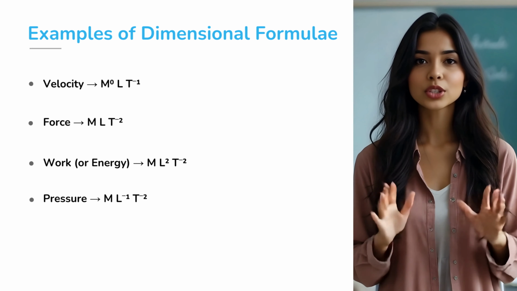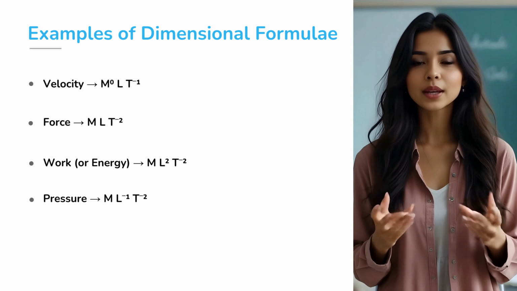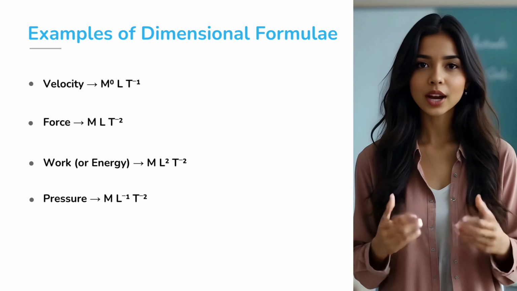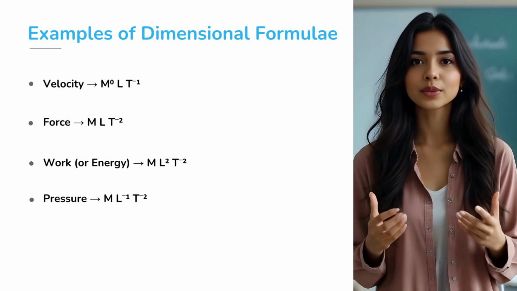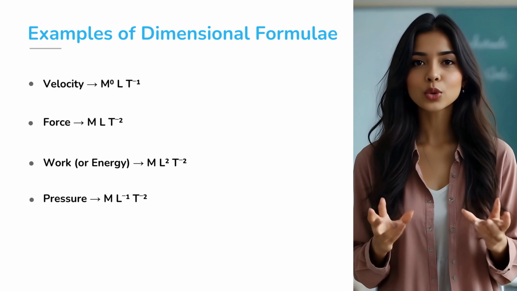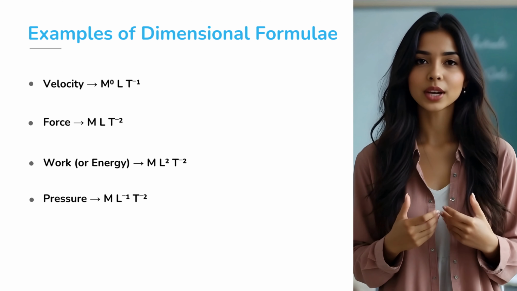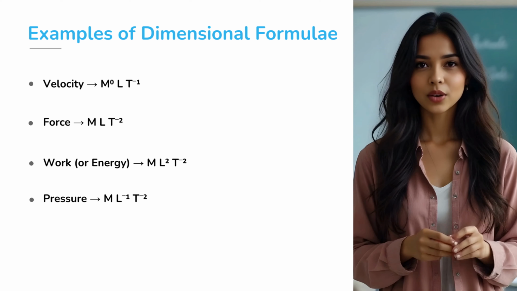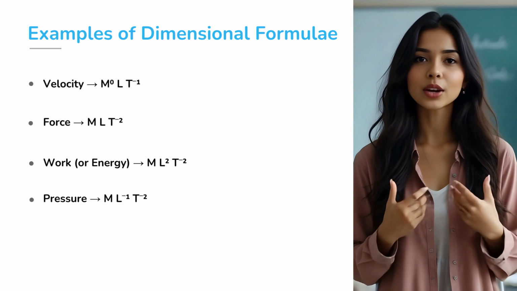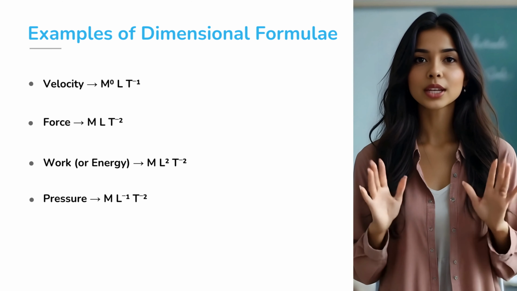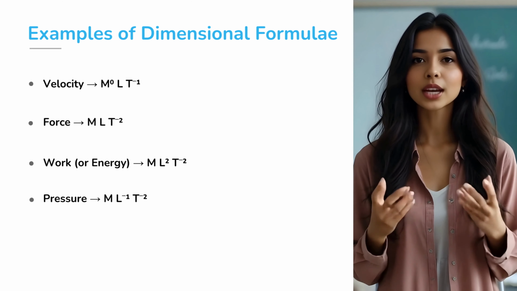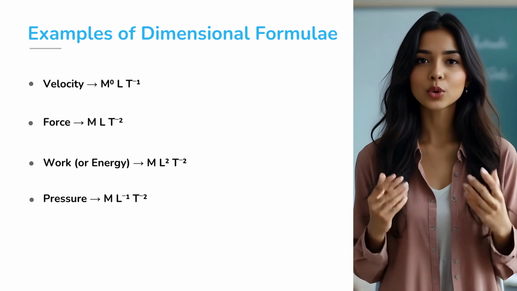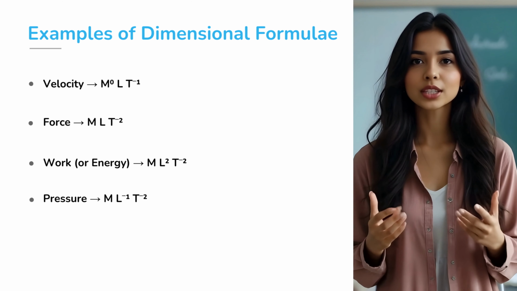Work equals force multiplied by displacement. M times L times t to the power -2 multiplied by L. Final: M times L² times t to the power -2. Pressure equals force divided by area. Force equals m times L times t to the power -2. Area equals L². Final: M times L to the power -1 times t to the power -2.